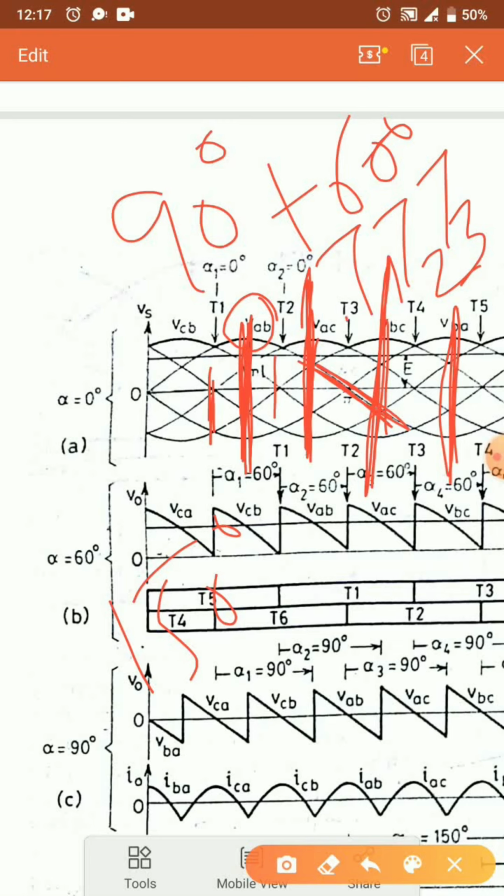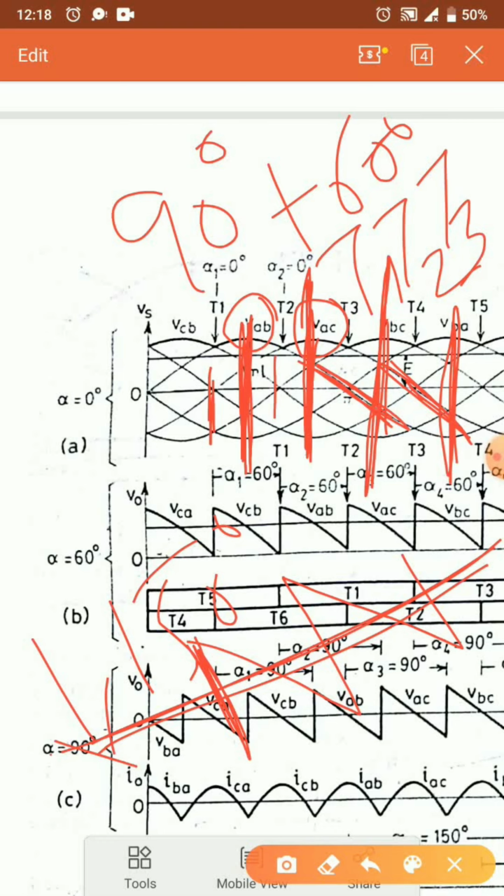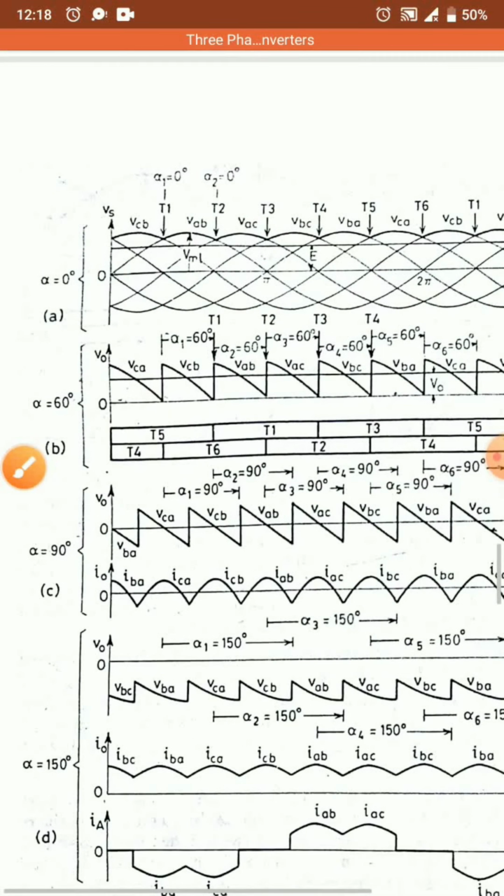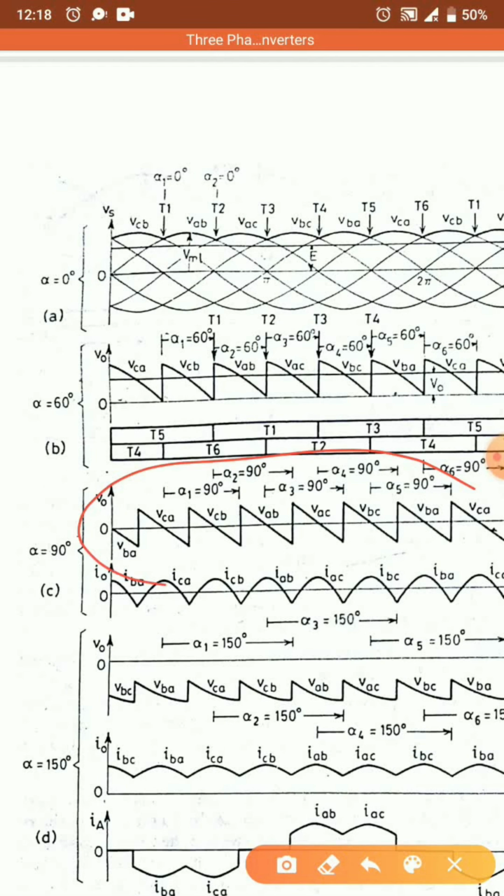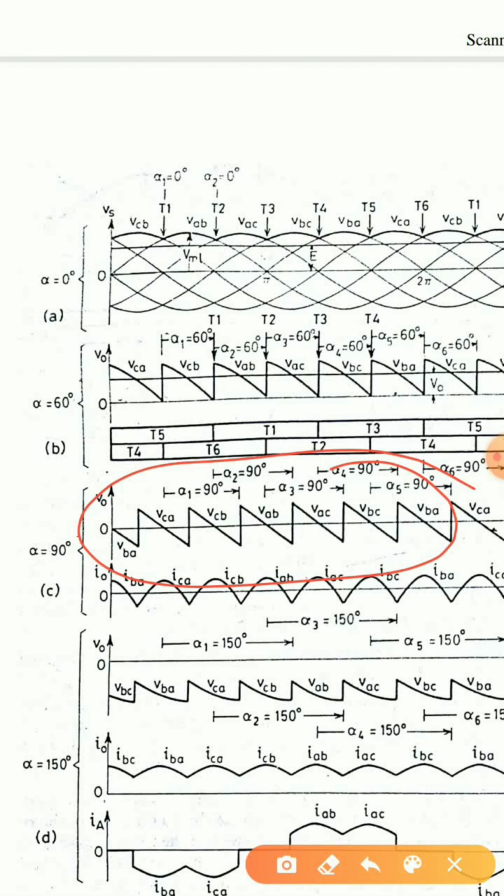For T2, I have to consider VAC, which is also moving to the negative portion. So, for example, if this is my zero line, then I'll get a waveform which is shifted. It is similar to the 60 degree case, but it has shifted a little. That is, it has moved to the negative portion when my alpha is 90 degree. So here it is clearly evident from this diagram that the waveform has shifted.